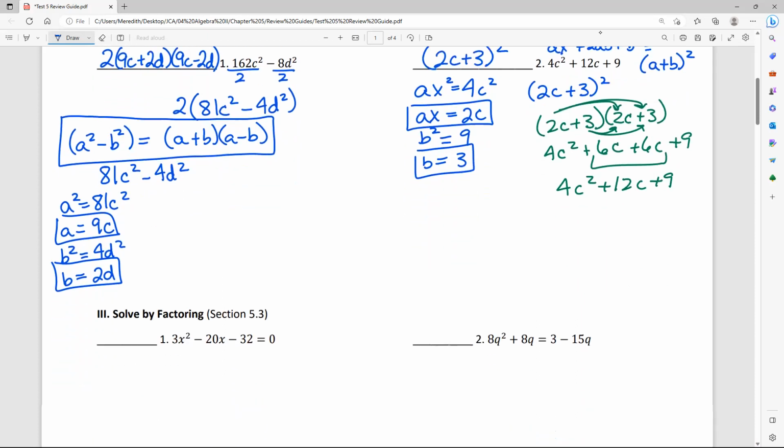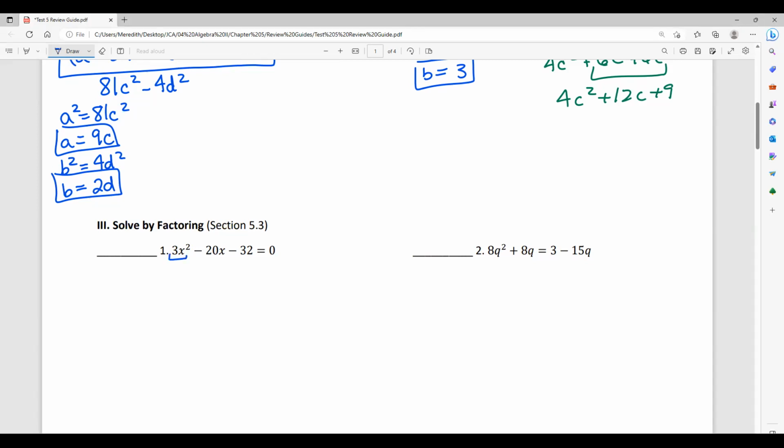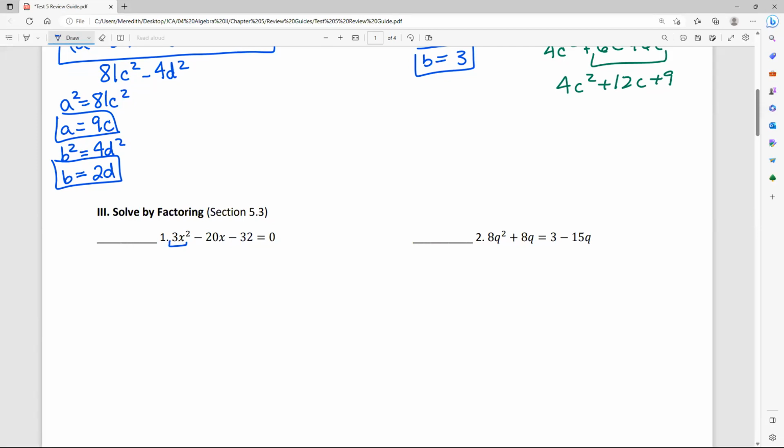All right, solve by factoring. This is one that drove y'all absolutely nuts. So both of these examples are a little more complicated because we have a coefficient of our squared term that is not 1. So the easiest thing to do is look at the factors that make up 3. This one's nice, it's a prime number, so I don't have too many options.